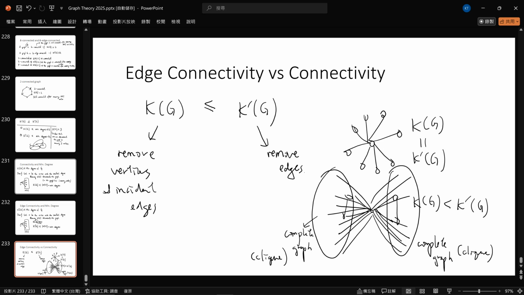But these are just some intuitions, so we need some formal proof. Next we're going to show that this is indeed the case for every graph.